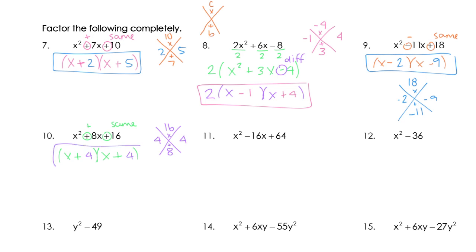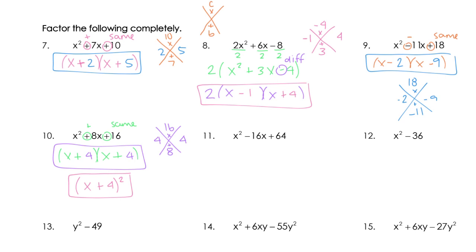So I would accept this answer written like this, but if you also notice, these both end up being the exact same parentheses. So I would also be absolutely okay if you made your answer x plus 4 squared, because both factors were plus 4. So either of those answers would be totally fine.